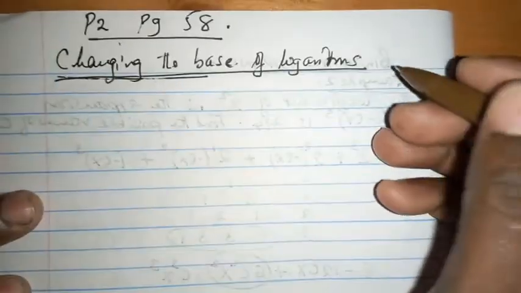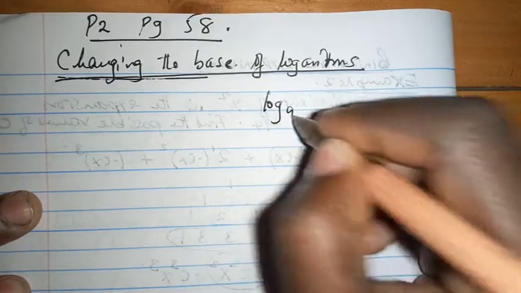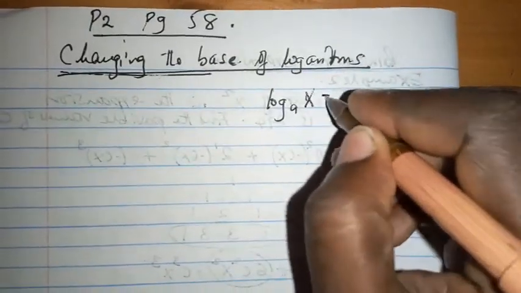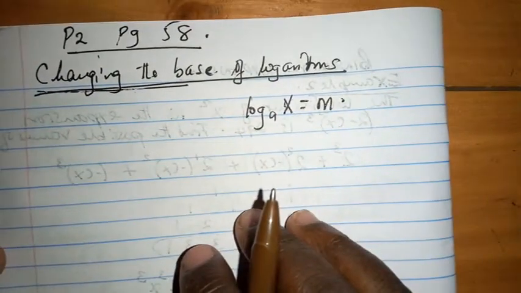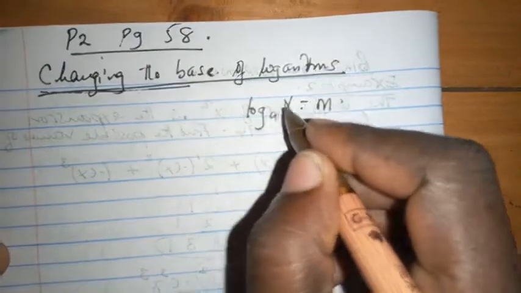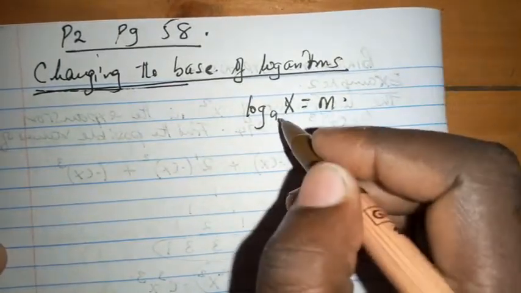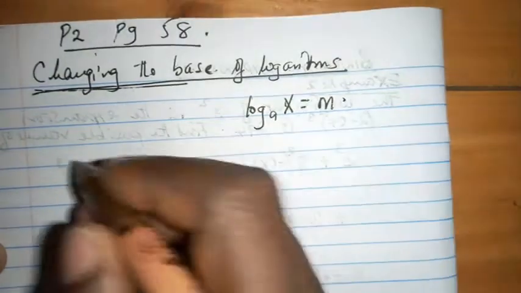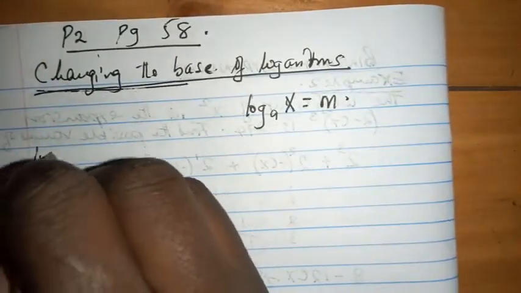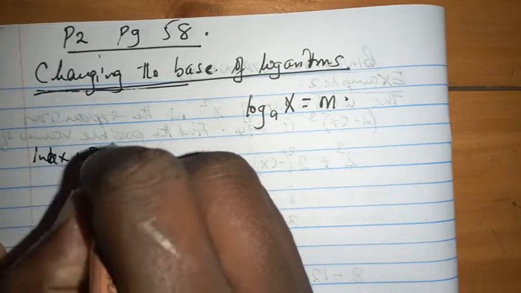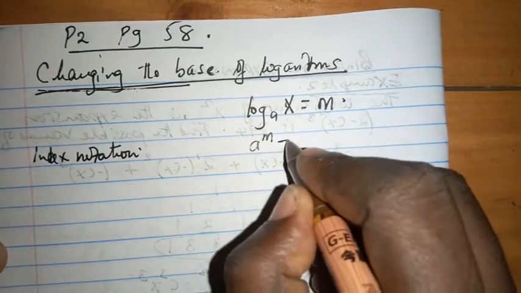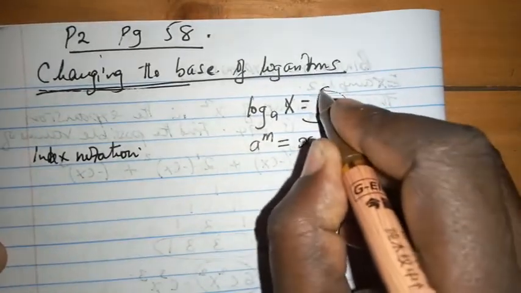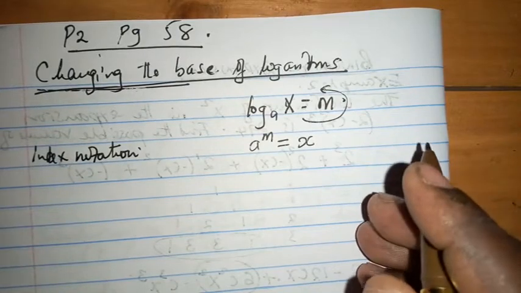Suppose that you have log to base a of x, which is equal to m. You may wish to rewrite this in index notation, because this is under logarithmic notation. Writing this in index notation is going to give you a raised to power m is equal to x, having undertaken the anti-clockwise movement.